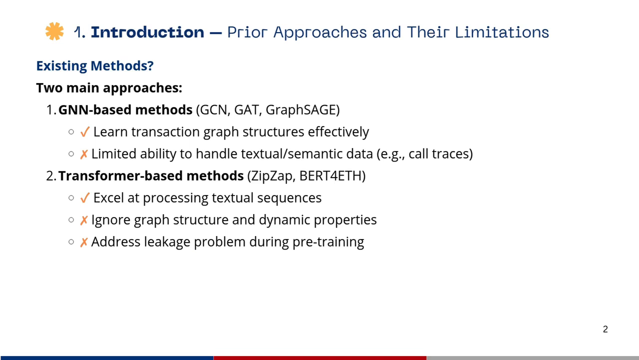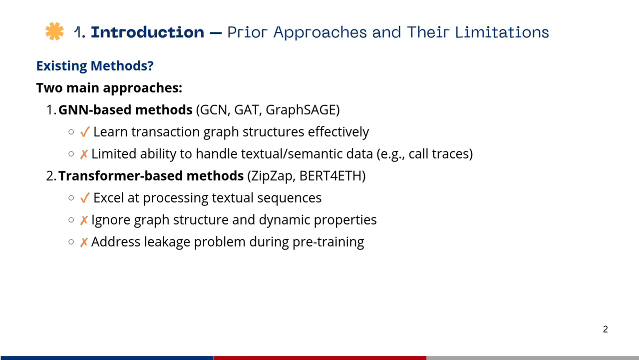Let's discuss the limitations of existing methods. There are mainly two types of approaches. One is the GNN-based approach, for example, GCN, Graph Attention Networks, and GraphSAGE, which learn transaction graph structure effectively. However, it has limited ability to handle textual or semantic data, for example, call traces.